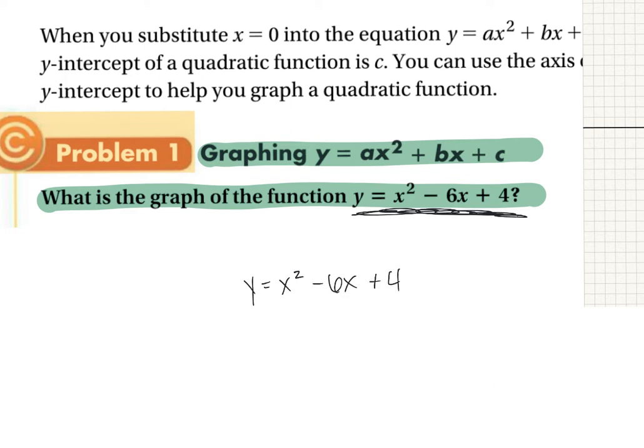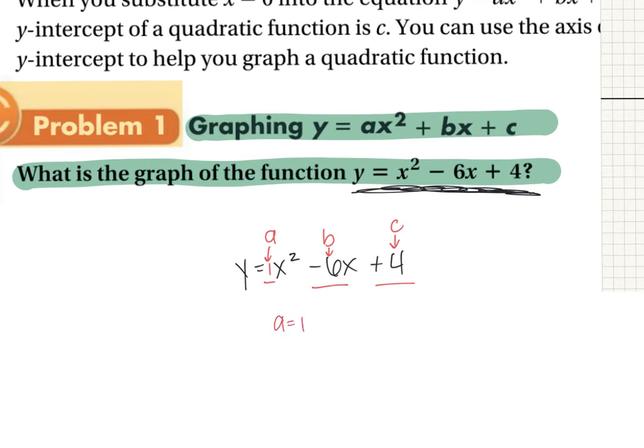But we have to identify what our A is, what our B is, and what our C is. A is just going to be the number in front of the x squared, which in this case is 1. B is going to be the number in front of the x, which is -6. And C will be the number at the very end with no variable, so plus 4. So we've established that A is 1, B is -6, and C is positive 4.